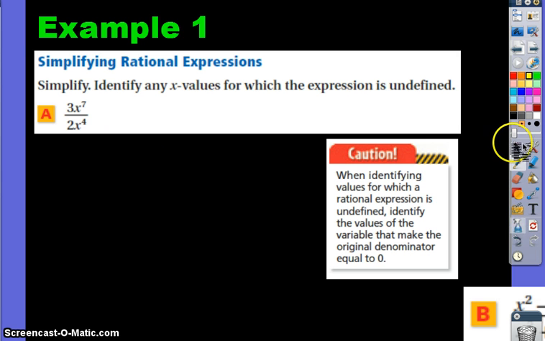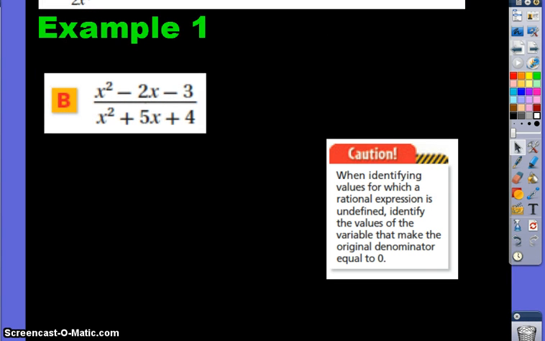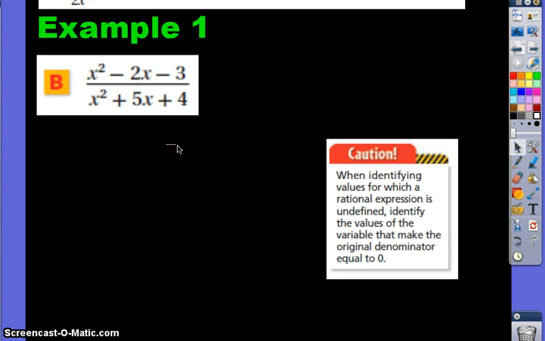All right, let's look at part B here. Part B, they want us to simplify and again decide what values would make this be undefined. All right, so we have two trinomials there. We need to factor them. If we factor the numerator, we need to find numbers that multiply to 3 but would add up to -2. So we would have an x here and an x here. It would be a 1 times a 3. So we have a 3 and a 1. The 3 is going to have to be negative, the 1 is going to have to be positive.